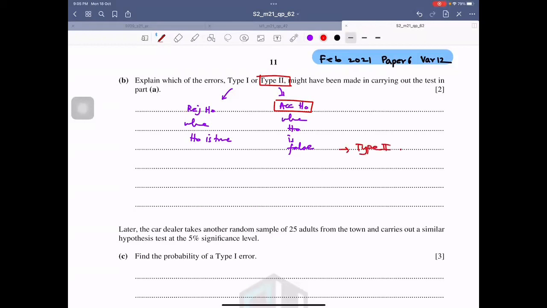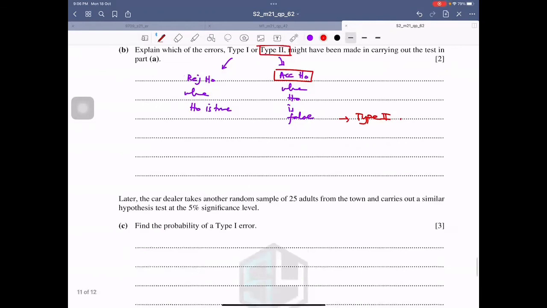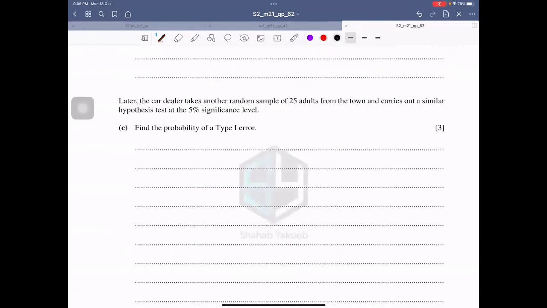That is the simple logic that we use. We don't go into details of further maths or very high level of statistics. This is the basic that we need. If it lies in the critical region, type 1. If it does not lie in the critical region, lies in the acceptance region, type 2. Now, another part for 3 marks. What does it say? Later, the car dealer takes another random sample of 25 from the town and carries out a similar hypothesis. Find the probability of type 1 error.